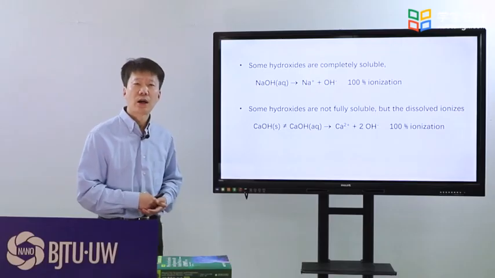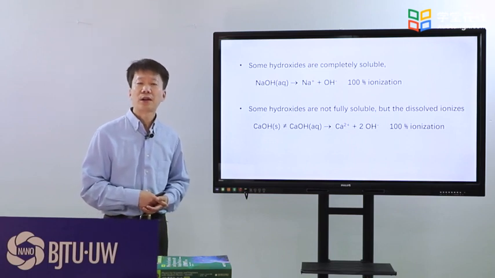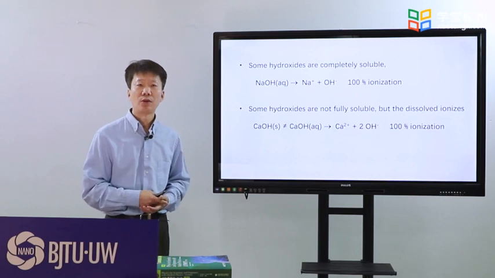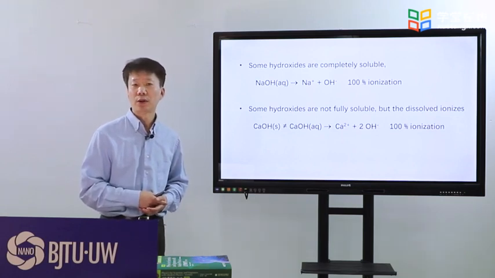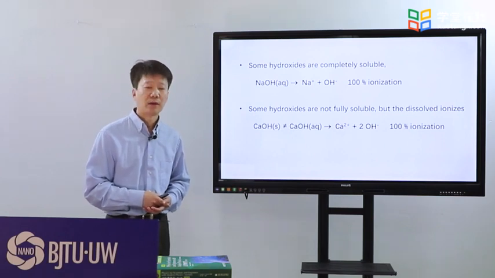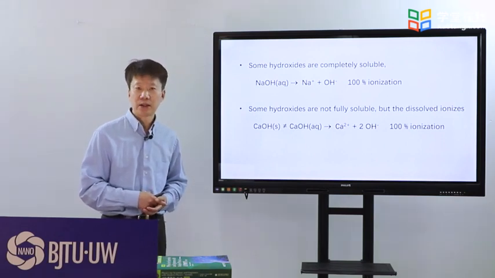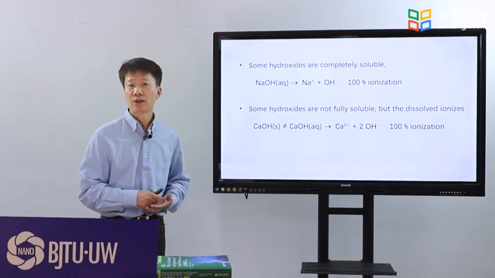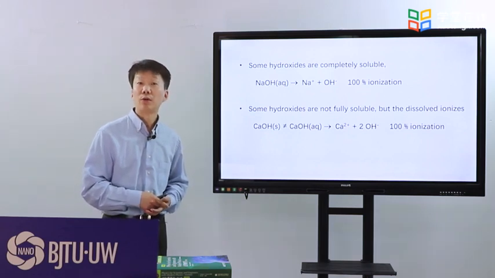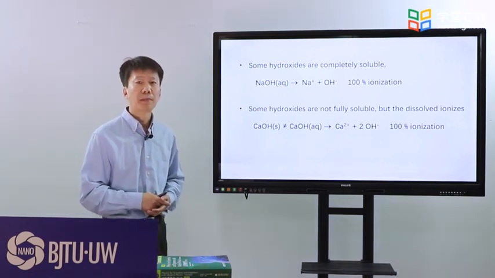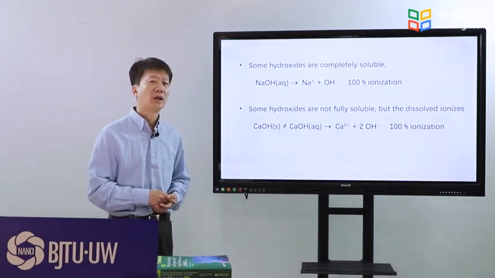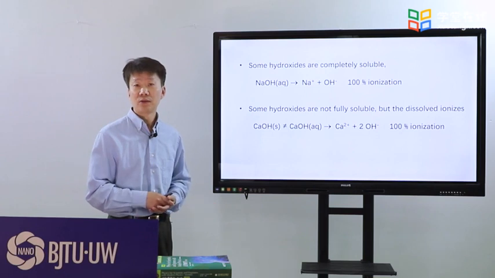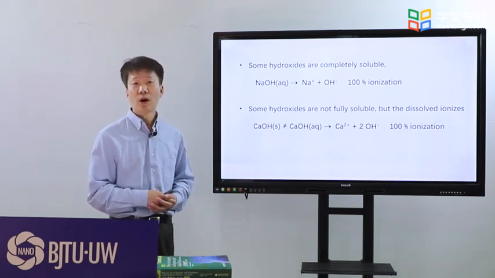Some hydroxides are completely soluble. For example, sodium hydroxide dissolves in water completely and ionizes completely. Some hydroxides of group 2 elements show limited solubility in water, but the dissolved hydroxides ionize completely, so they are still strong bases.